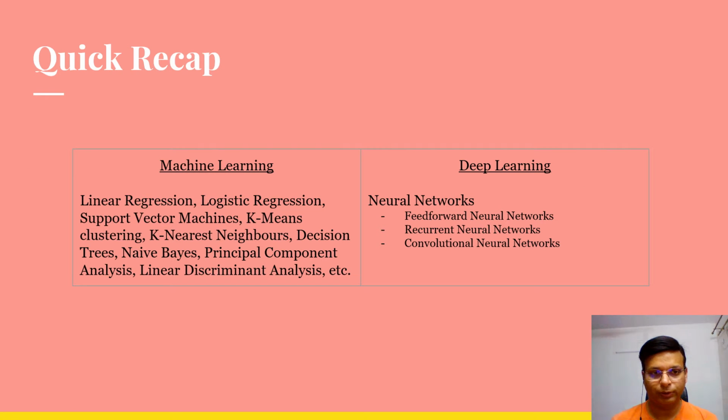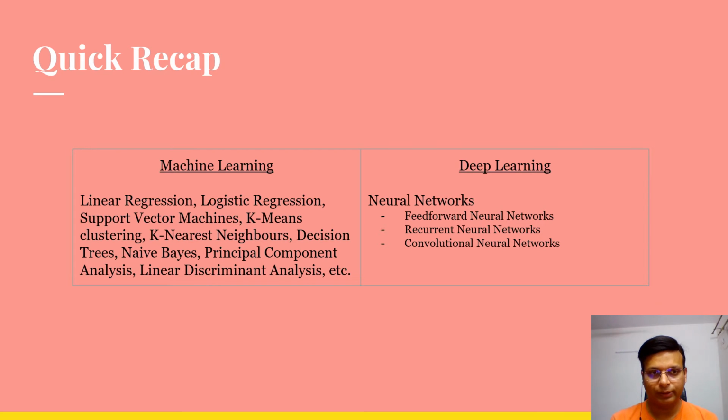Now, what's deep learning? Machine learning has multiple algorithms: linear regression, logistic regression, support vector machines, k-means, k-nearest neighbors, decision tree, naive Bayes, principal component analysis, linear discriminant analysis, and so on and so forth. Neural networks is also one algorithm under the entire umbrella of machine learning, and this specifically is referred to as deep learning.